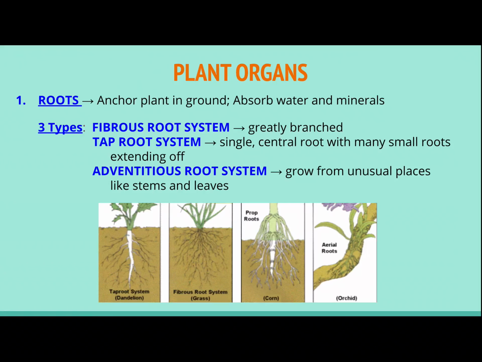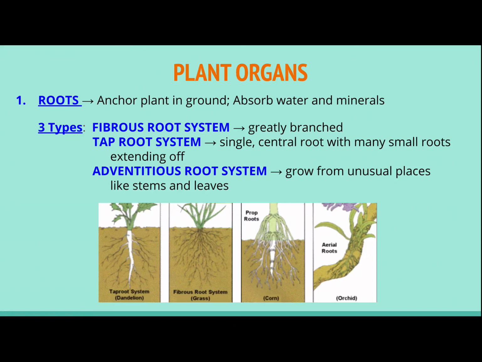The first one you see there is a taproot system, a single central root with many small roots extending off of it. The diagram says this is the root system of a dandelion. However, what does it look like? Most of you are probably thinking it looks like a carrot, and you're right. A carrot is actually the root of a plant that we eat, and it is a taproot.